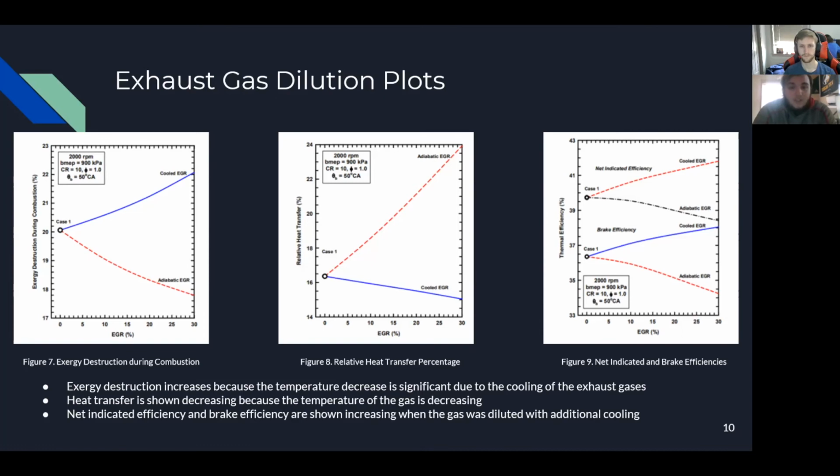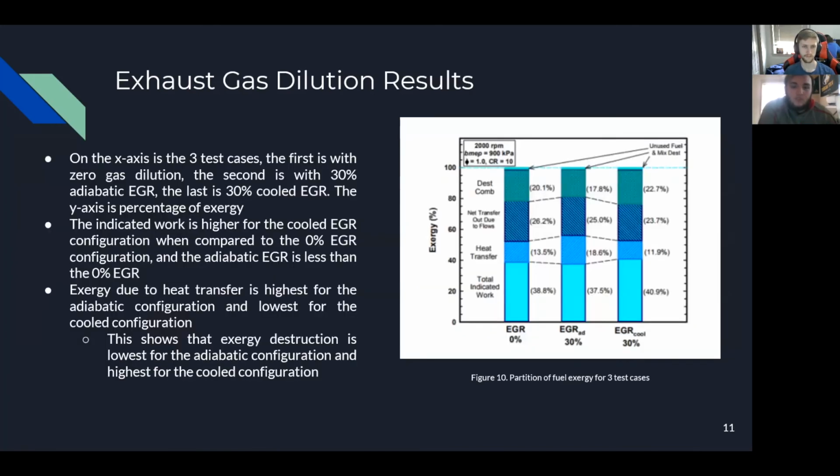In the final figure, figure 9, it can be seen that with an increase in exhaust gas recirculation percentage, the brake efficiency and overall net indicated efficiency percentages increase, while the adiabatic tested engine shows a decrease in both the brake and thermal efficiencies. The results: a system using a cooled EGR shows improved performance and a higher work output compared to the other two engines that were tested.